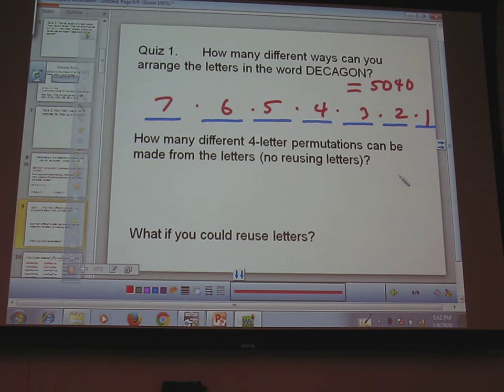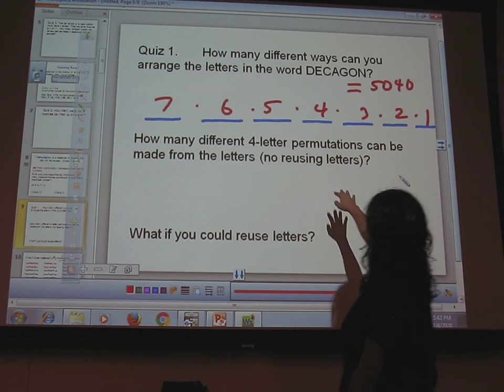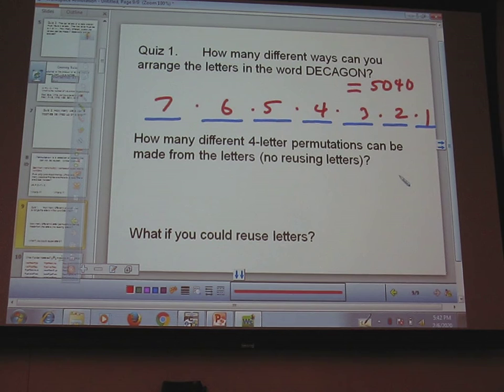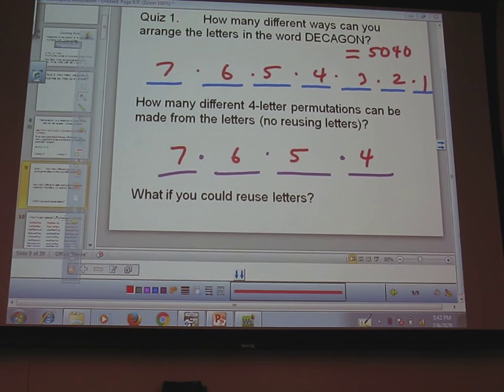How many different 4-letter permutations can be made from the letters? In other words, no reusing letters. So how many letters am I selecting? 4. So you should write in 4 slots. Get used to that habit. It will make your life easier. How many options for the first letter? 7. Next letter? 6. Next? Next? And then you're done. Stop. Make sense?